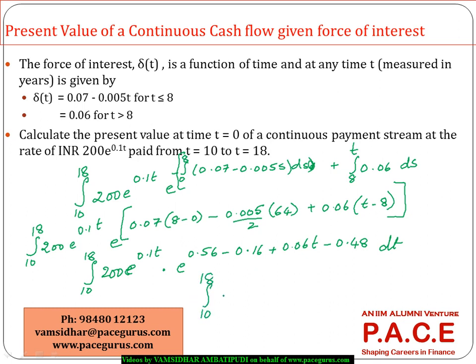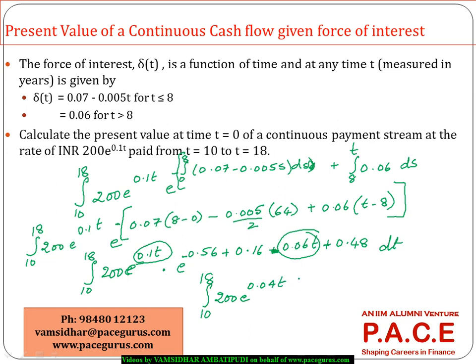It's a step-by-step evaluation process. 200 e to the power. Okay, I have a 0.1 t here and 0.06 t here. So taking it to be, and this entire thing is actually with a minus. So probably this becomes minus, this becomes a plus, this becomes a minus, and this becomes a plus. So 0.1 minus 0.06, it becomes 0.04 t.